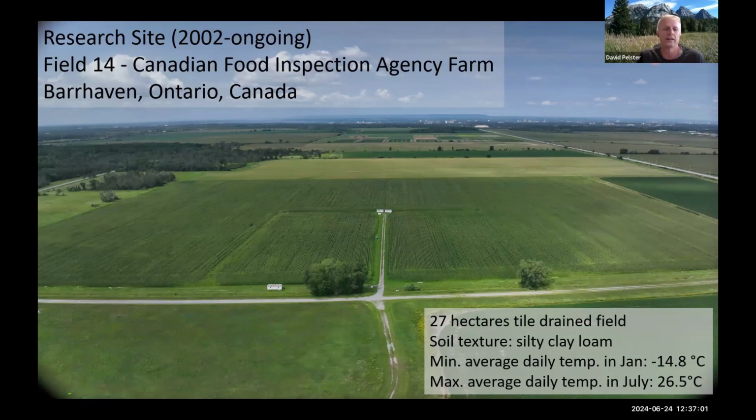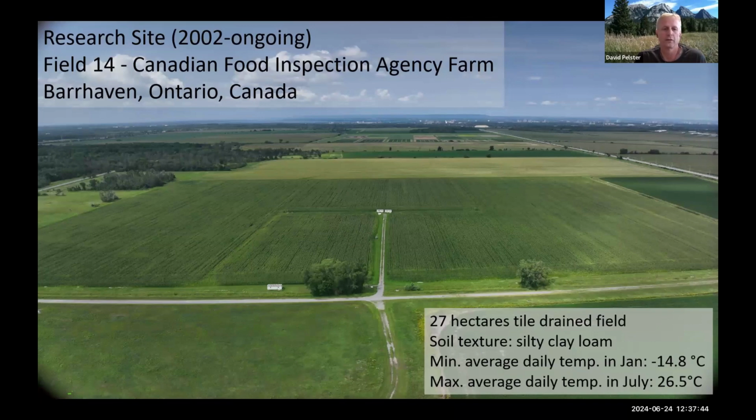So what we've done is we have what's called a micrometeorology tower, and I'll show you a picture. This is the field that we have. We actually have data from 22 years. I'll just be talking about the last 7 years, when we've been comparing dual inhibitors to just regular urea. The field is just south of Ottawa near Barrhaven. It's with the CFIA, the Canadian Food Inspection Agency. They have a farm there. It's 27 hectares, split into 3 different sections. It's silt clay loam.